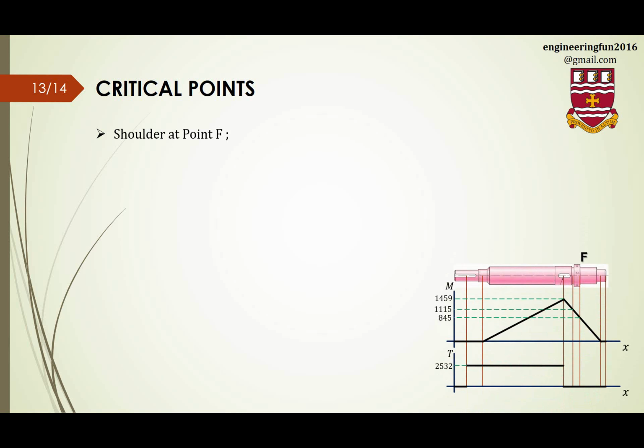The other critical point, shoulder at point F, just after this 2-inch diameter in the graph here. So at this point, R over D is 0.125.